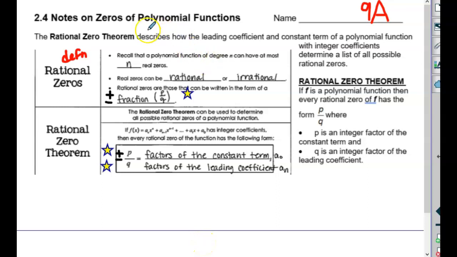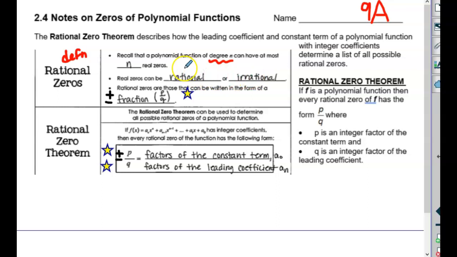All right, so this is worksheet 9. We're going to talk about zeros of polynomial functions. So the definition of a rational zero is a polynomial function of degree n. So if it had, like, degree 6, right, it can have at most 6 zeros, or n real zeros. Real zeros can be rational or irrational.